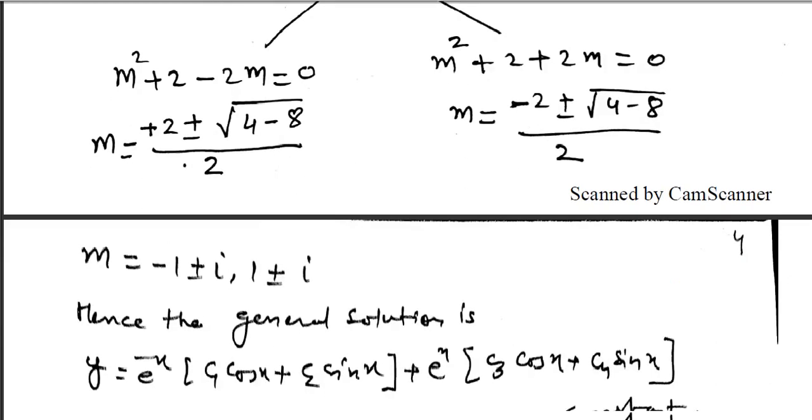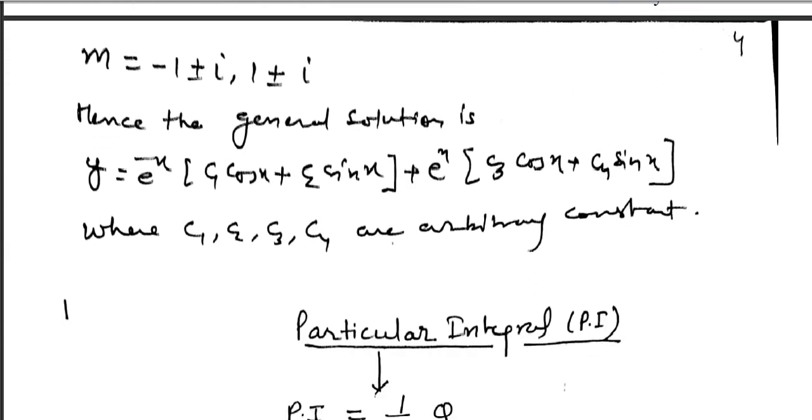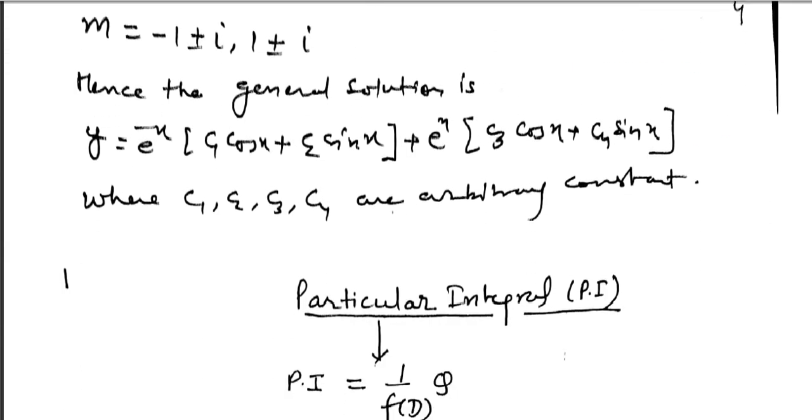Now we get here imaginary roots. After solving, m is equal to minus 1 plus minus iota, 1 plus minus iota. Hence the general solution here is y is equal to e to the power minus x, c1 cos x plus c2 sin x, plus e to the power x, c3 cos x plus c4 sin x. Here c1, c2, c3, c4 are arbitrary constants.